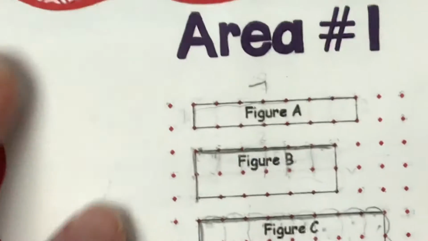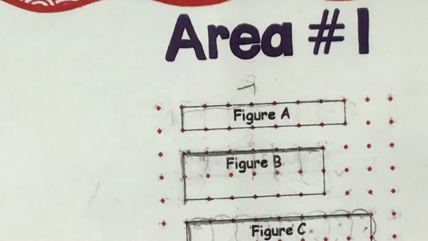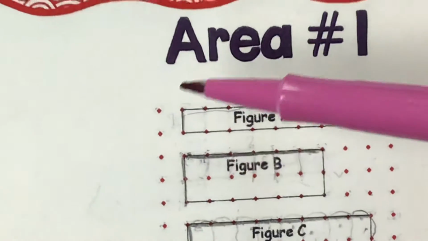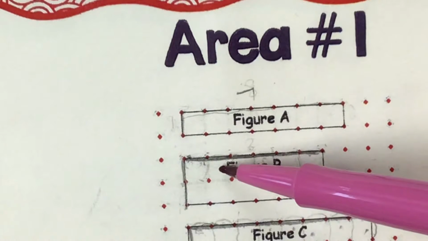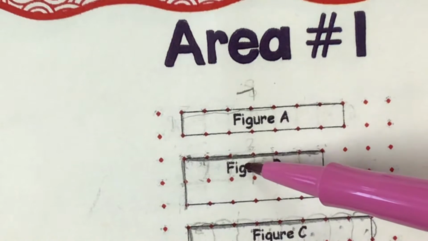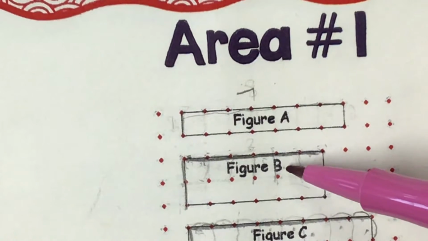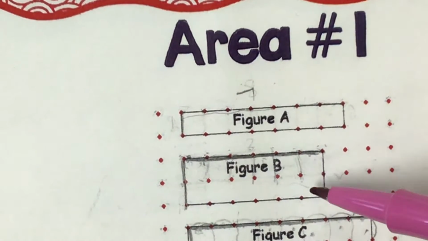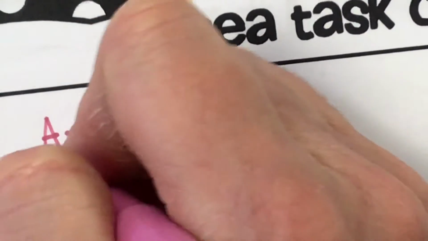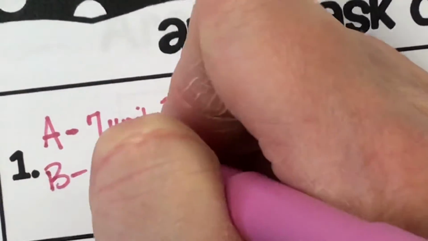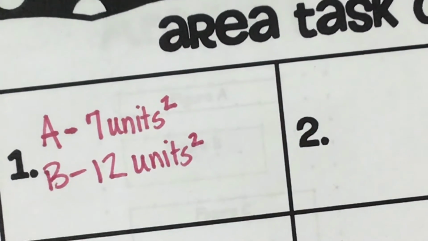Okay, and so then B, now you have a top and a bottom unit. So I'll count them and you can count along with me. 1, 2, 3, 4, 5, 6, 7, 8, 9, 10, 11. So what is the area? 12 what? No, unit squared. You have to say unit squared or it's counted wrong.